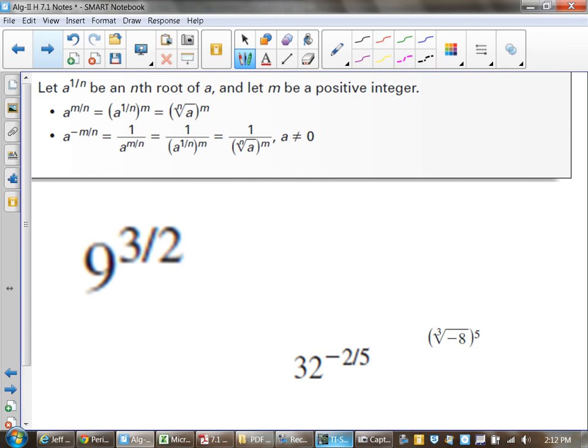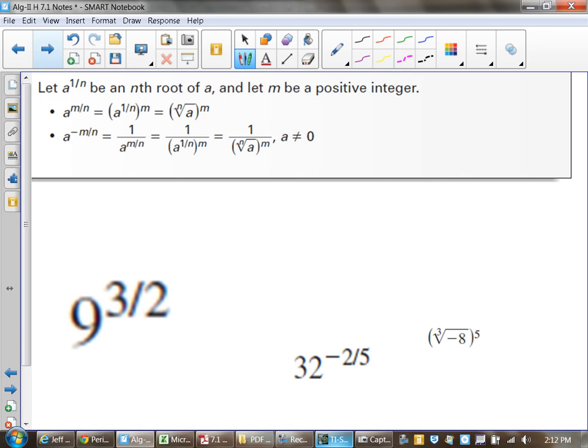Because what you're looking at here is you're going to follow the following pattern. For all nth root style problems, for a rational expression like this, if it's a to the m over n, remember that the n value, the denominator of the fraction, is always the nth root. So in this case, it would be the square root of 9 cubed.